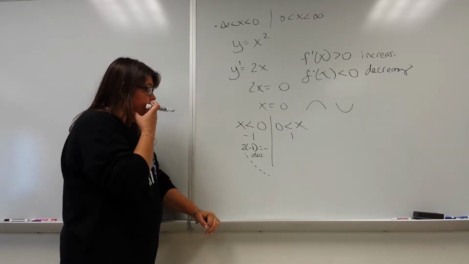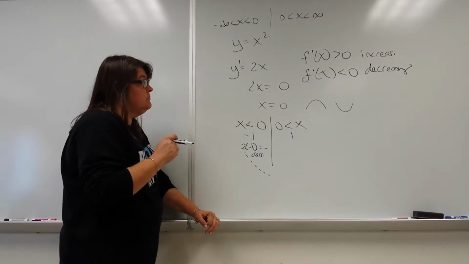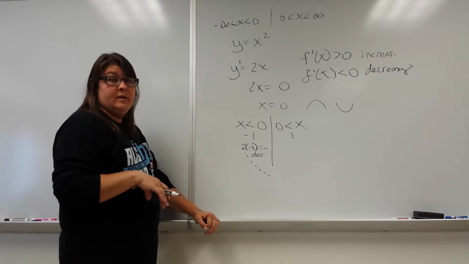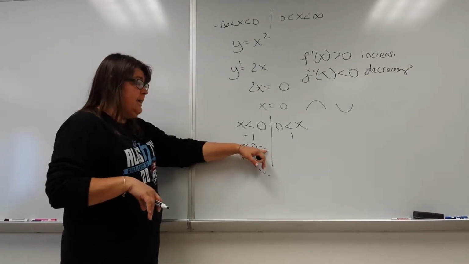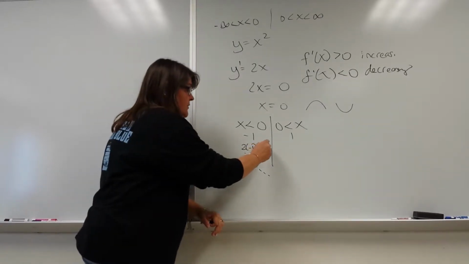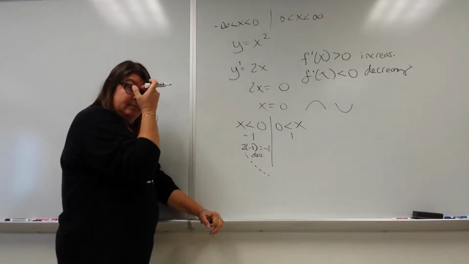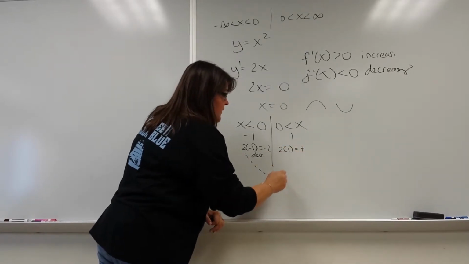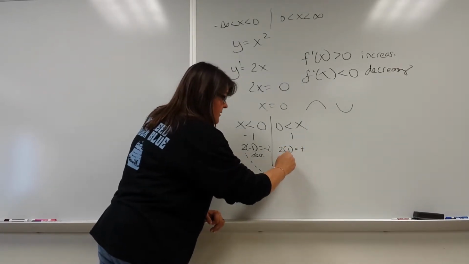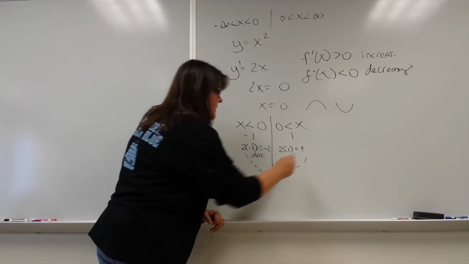We're not talking second derivatives at all. I meant first derivative is less than 0 in this case, because when I plug it in, I get negative 2, right? Negative 2 is definitely negative, so it's less than 0. And then if I do 2 times 1, that is a positive answer, therefore it would have been greater than 0, so it would have been increasing, which means it goes up like that.